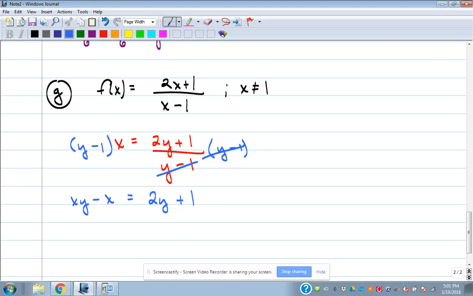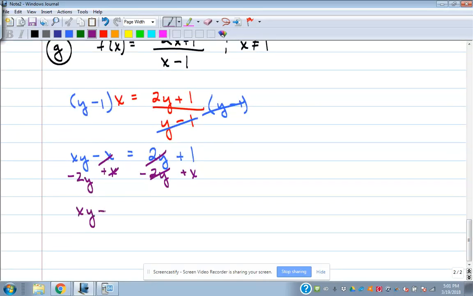Okay, so I'm gonna move this x over here, and I'm gonna move this 2y over here, right? It makes sense to do that. Get the x's and the things that don't have y's and the things that do have y's together. So I'm gonna subtract 2y, and I'm gonna add x. That cancels. This cancels, and I've got xy minus 2y equals x plus 1.